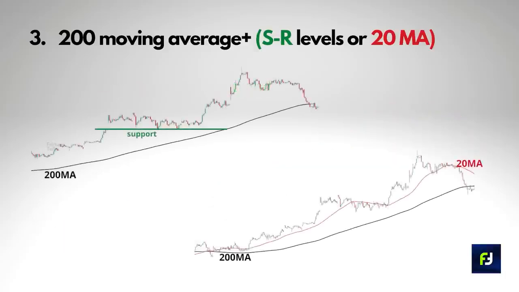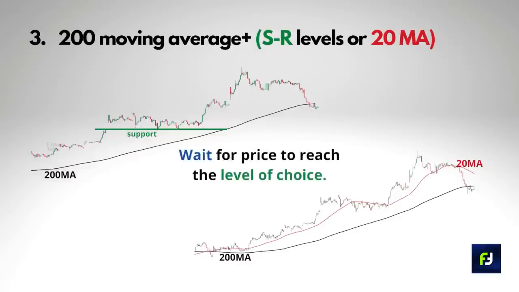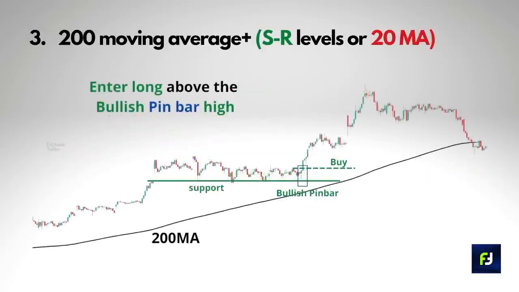Now, on an uptrend, find key support and resistance levels using a higher time frame, or you can even use a more responsive 20 moving average. Then we have to wait for the price to come to an area of value, which could be a support resistance level or a dynamic support resistance level like the 20 moving average. And if the price comes to the area of value, and when you see a bullish pin bar or a price rejection from this area of value, then you can go long.